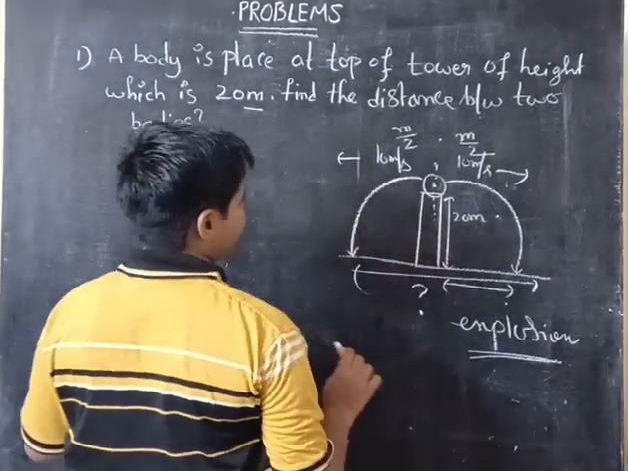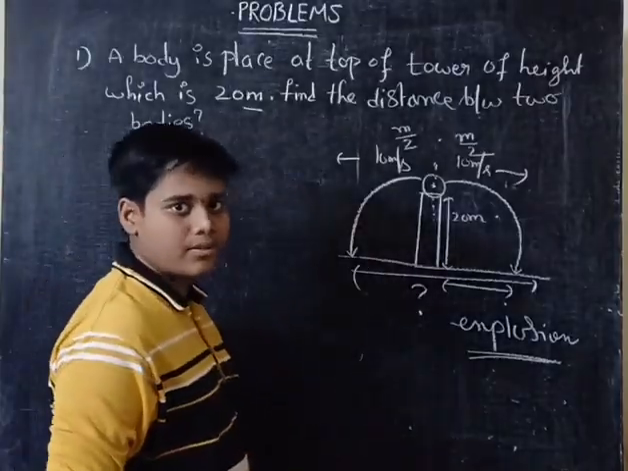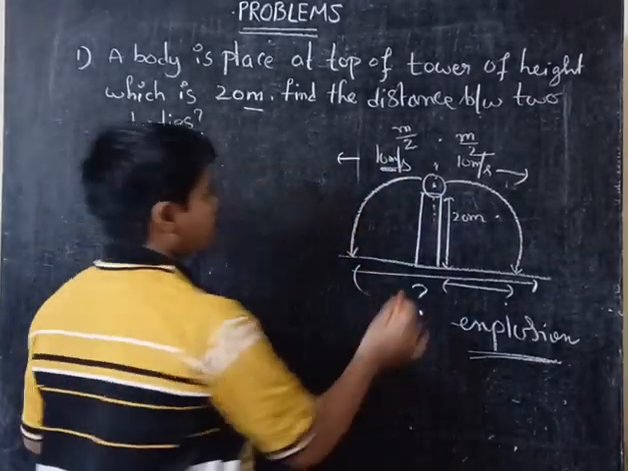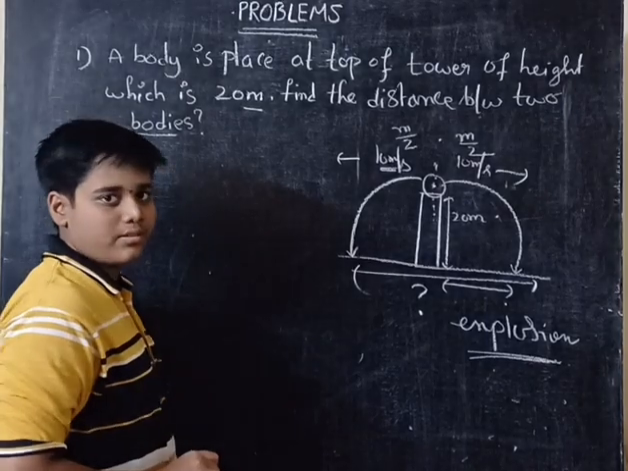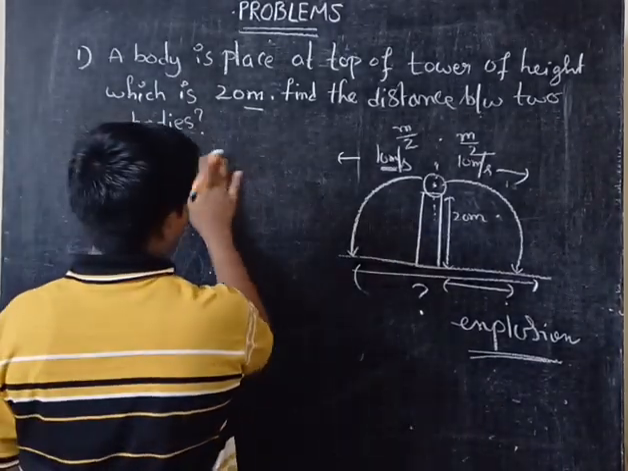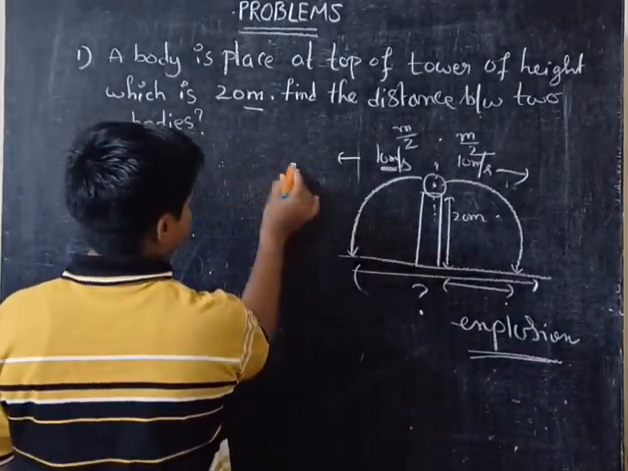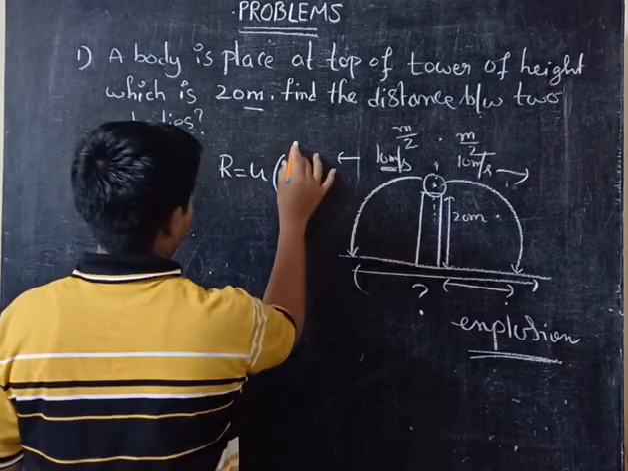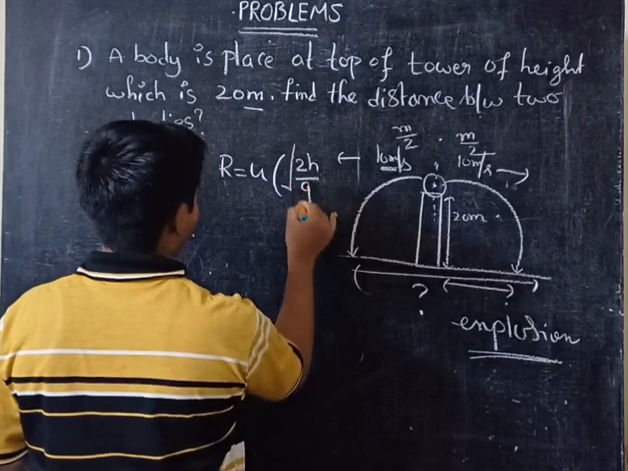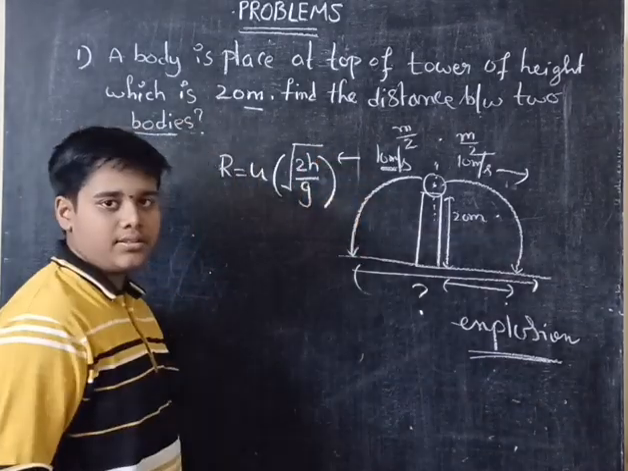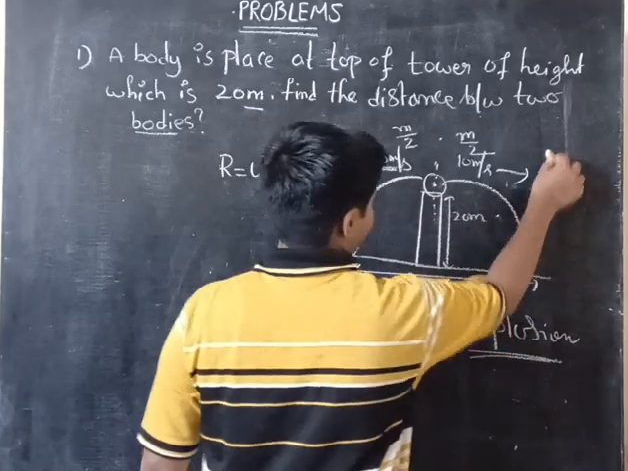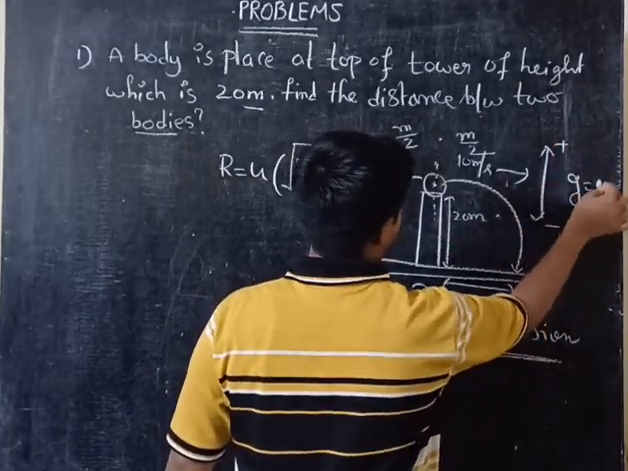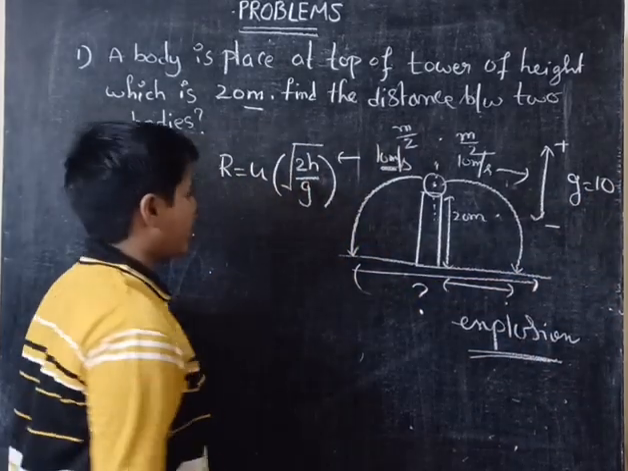For that range, first we have to know the time. Time means, here this is the final velocity because initially it is at rest. So range is equal to U into root over 2h by g. This is the formula for range, and I am taking downwards negative, upwards positive, and the gravity is 10. For simply doing, gravity is 10.